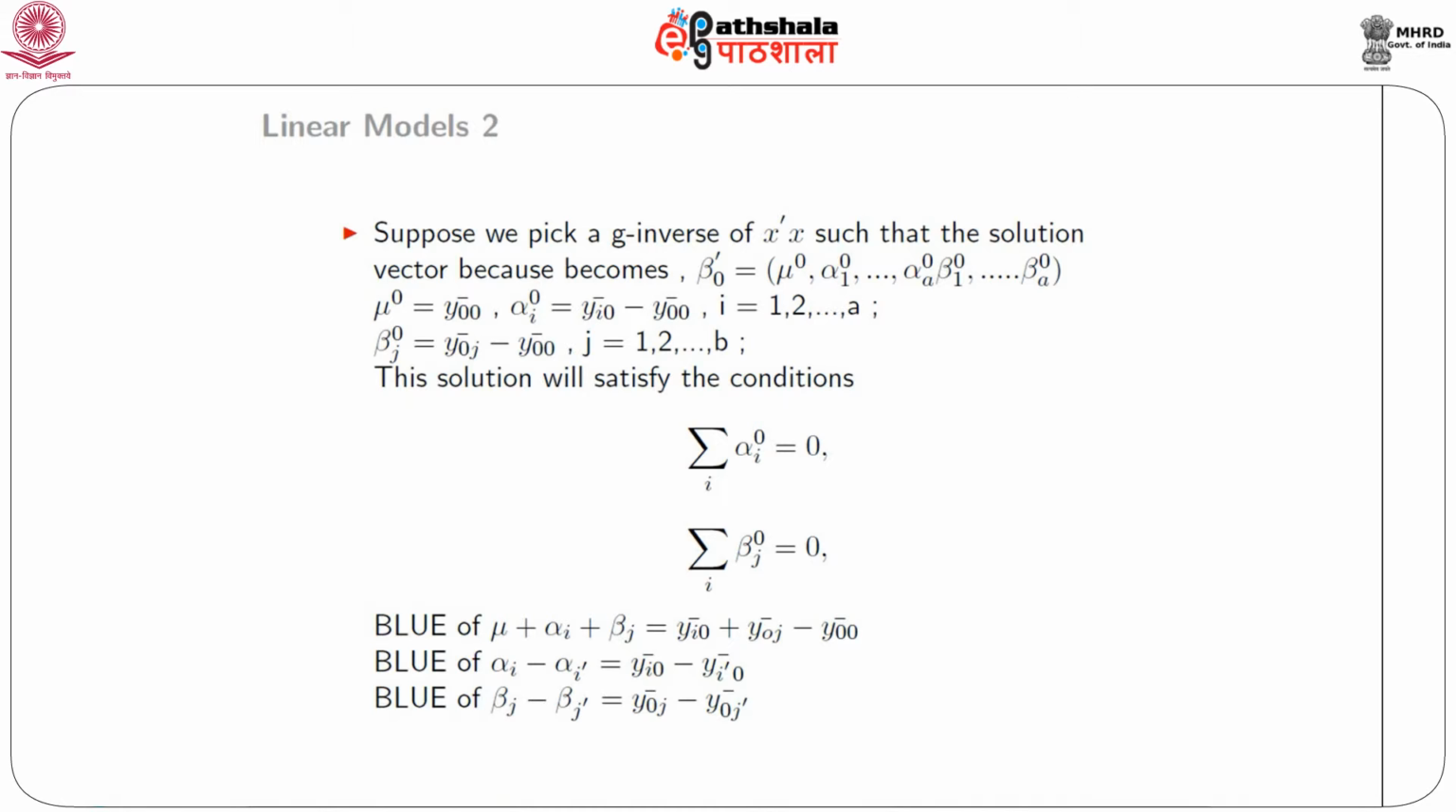If I want to find out alpha i minus alpha i prime, then it will be the corresponding expression. If I want to find out the BLUE of beta j minus beta j prime, in that case again it will be a similar expression. So, you must be able to write down the BLUE of a given contrast very quickly just by recognizing the pattern.